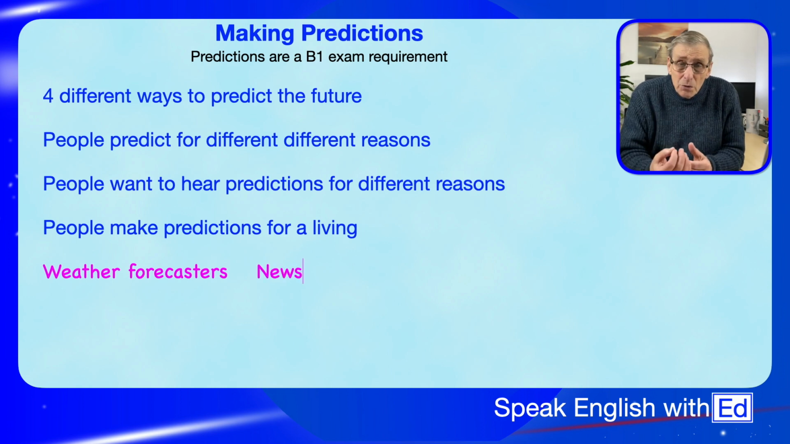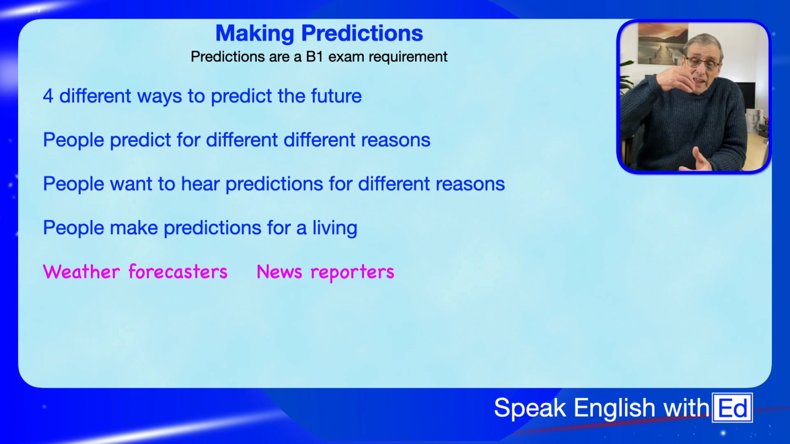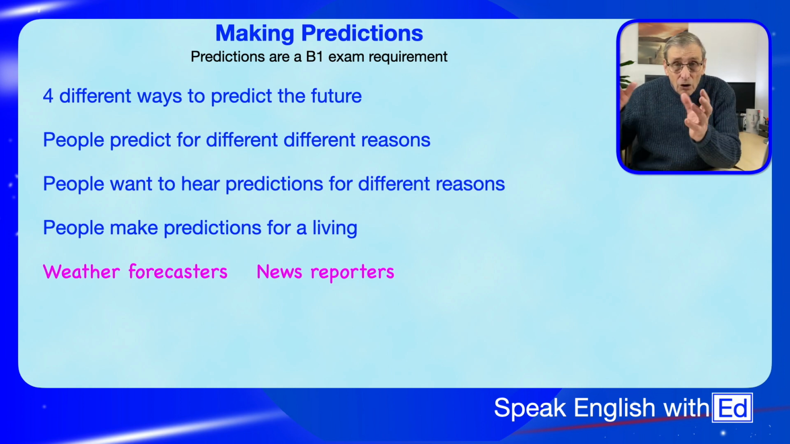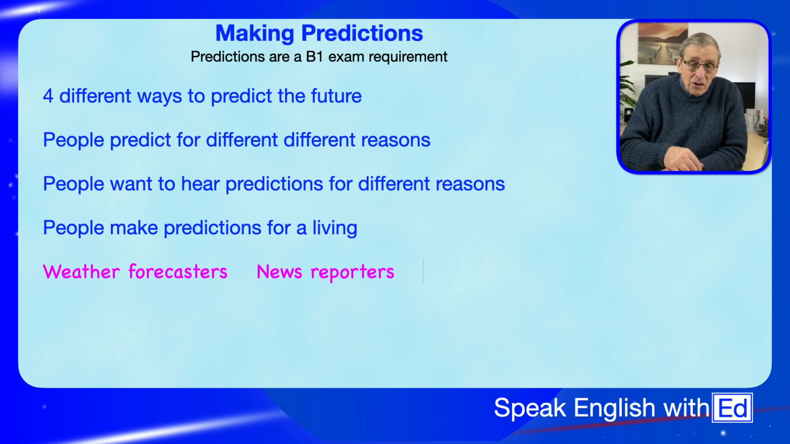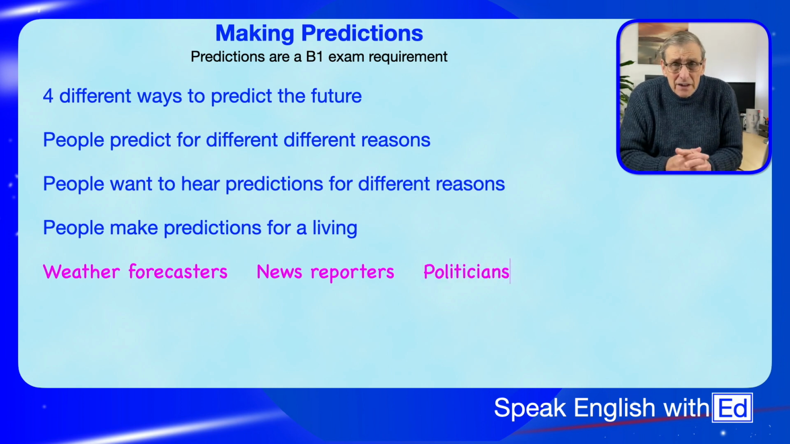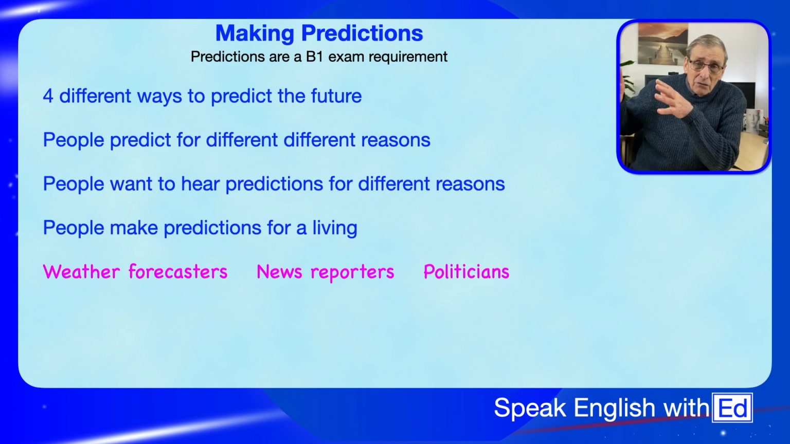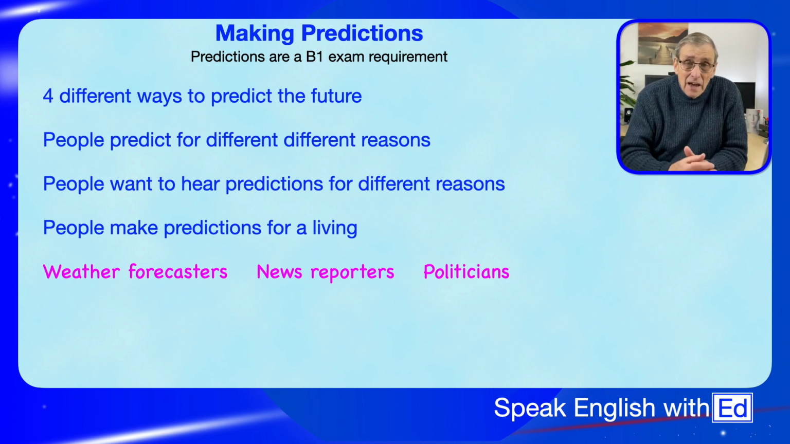There's news reporters. News reporters predict the outcome of a long-running news story that they're covering. And politicians, politicians predict the outcome of the future for the country and for its people. Politicians also rely on the predictions of other people, so they rely on predictions and they make predictions as well.